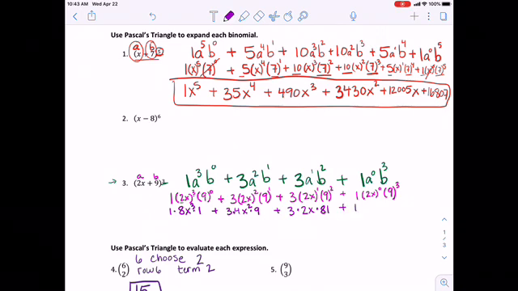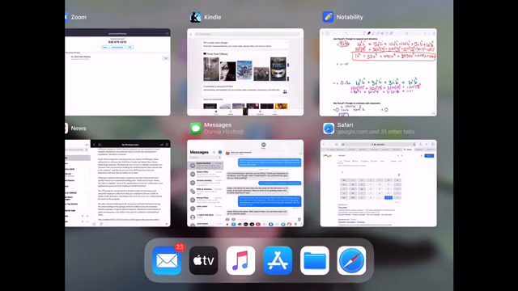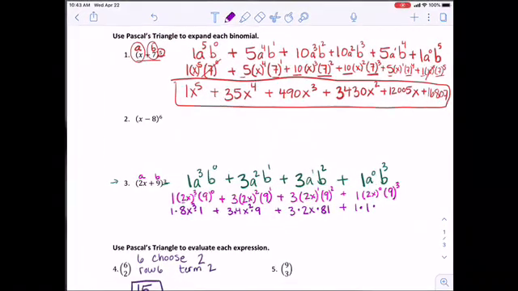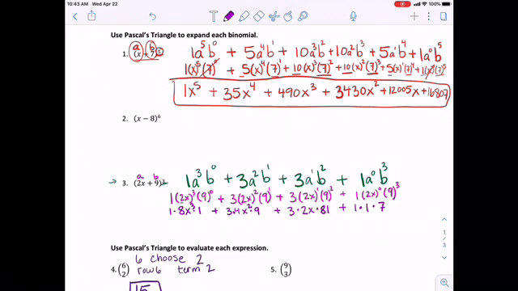Plus 1 times 2x to the 0 power is 1, because anything to the 0 power is 1, times 9 to the third power. I don't actually know what that is, so I'm going to pull up my calculator and just type in 9 to the third power. And my calculator says it's 729. So I fill in my 729.